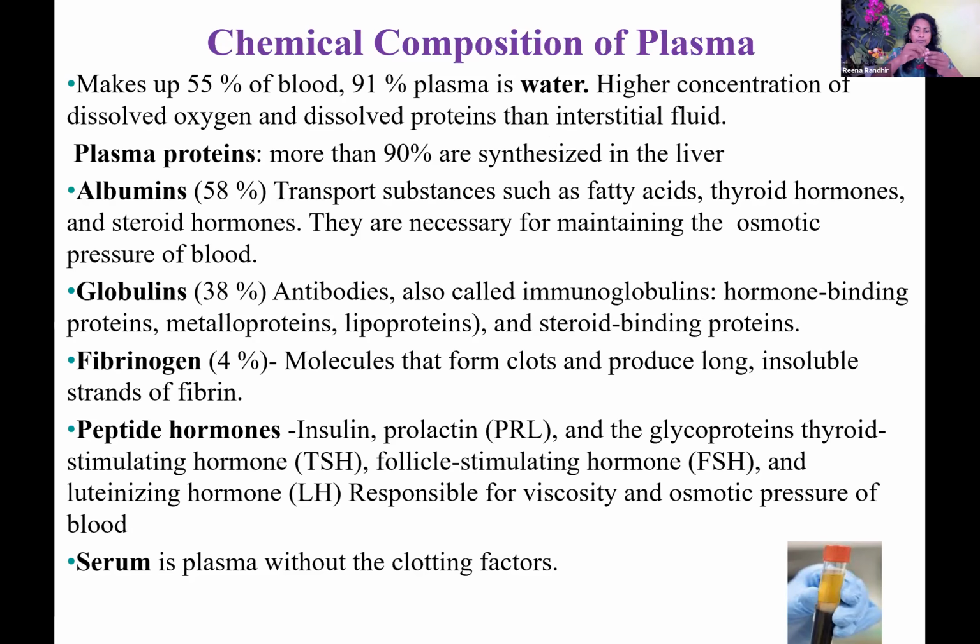So it's very important. And here's the list of all the hormones that we studied last week: insulin, prolactin, thyroid stimulating hormone, follicle stimulating hormone, luteinizing hormone. All these hormones made by the endocrine glands are secreted into the blood, and it is the blood that will take the hormone to the target organ. When they remove the clotting factors from the blood, it's called serum. So that's the difference between plasma and serum.